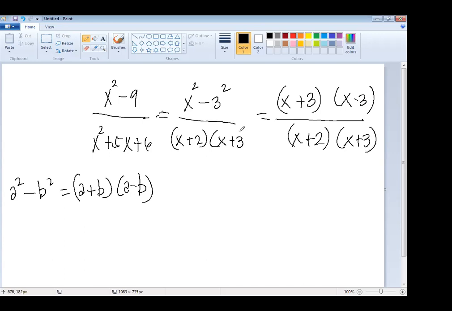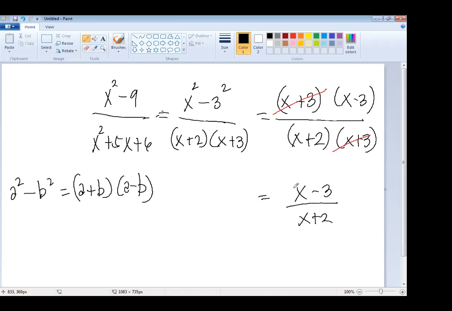So therefore we have a common value, x plus 3 and x plus 3. Your final answer will be x minus 3 over x plus 2. So here, you have to make sure that you have the proper way of dealing with factors. You factor out, and then if you have the same value, you can make it 1, right? Therefore, the remaining value will become the final answer. So here, the result is x minus 3 over x plus 2.